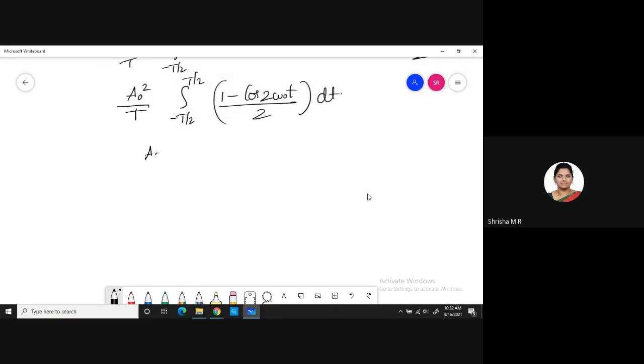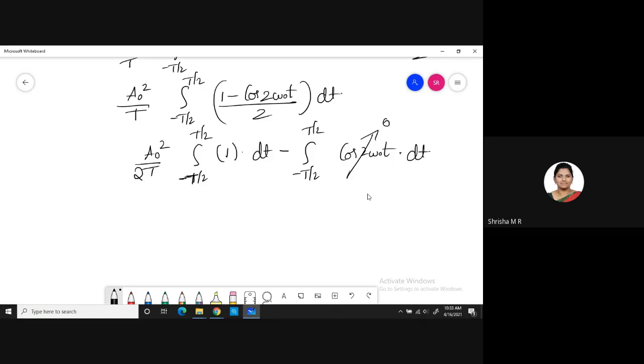So you have A naught square by T, integration limits minus T by 2 to T by 2, 1 into dt, minus A naught square by T, integration limits minus T by 2 to T by 2, cos 2 omega naught t. I'll take 2 outside here. So cos 2 omega naught t into dt. What is the integration of cos? It will be 0, so no need to integrate. So it will be 0.